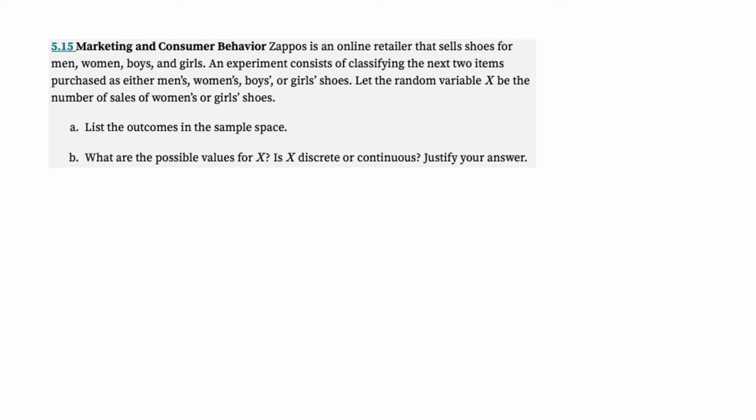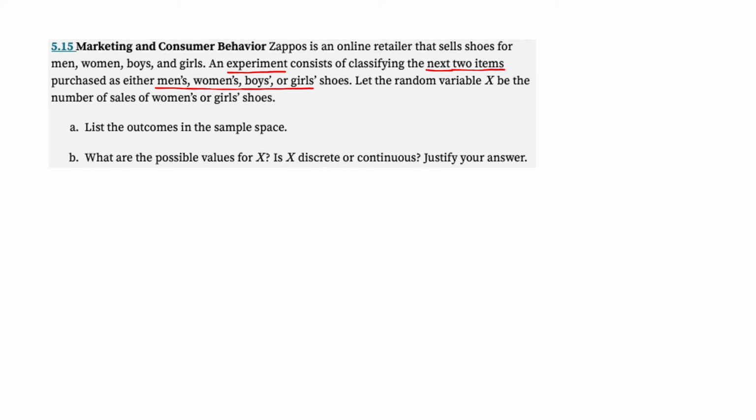So Zappos is an online retailer that sells shoes for men, women, boys, and girls. An experiment, okay, so this is where your ears perk up, consists of classifying the next 2 items purchased as either men's, women's, boys', or girls' shoes. Let the random variable x be the number of sales of women's or girls' shoes. I really urge you to read these really closely and not just skip to the final punch. If you read just this sentence alone, it seems straightforward, but you don't really have enough information from the question to figure out what they're talking about. They never talked about any of their sales, but they defined this experiment.